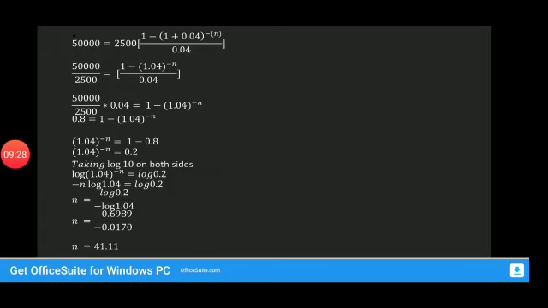By simplifying it, N is equal to log of 0.2 divided by minus log of 1.04. By finding the value of log with the help of calculator, I get the value that N is equal to minus 0.6989 divided by minus 0.0170. So here N is equal to 41.11.